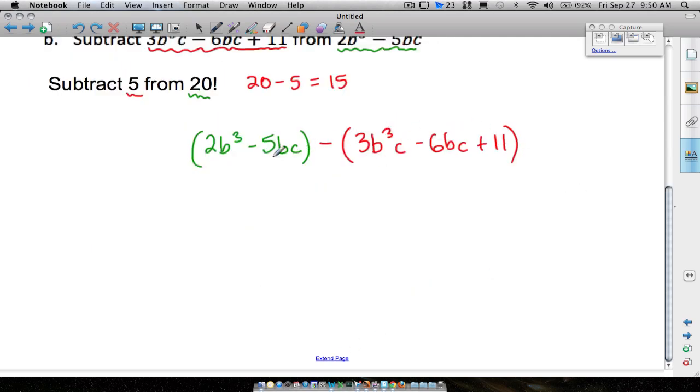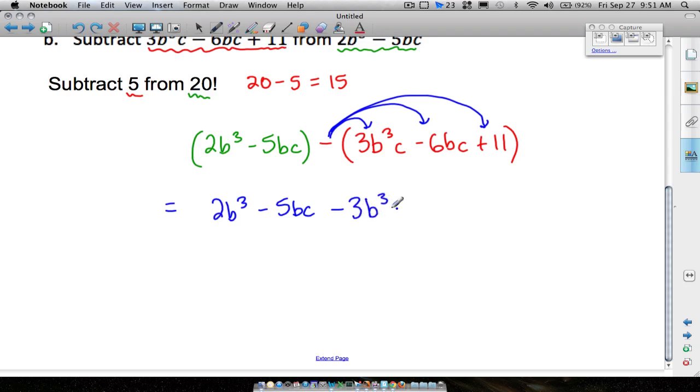Subtracting that from that. Now, in this next step, those parentheses there are not important because there's nothing out in front of it to change those signs. So therefore, we have 2b cubed minus 5bc. However, this minus is going to change all these signs. And you have to be careful with that. So therefore, right here, we have minus 3b cubed c plus 6bc minus 11. I'm distributing that understood -1. I'm just multiplying -1 times everything, really. And all that's doing is just changing the signs.